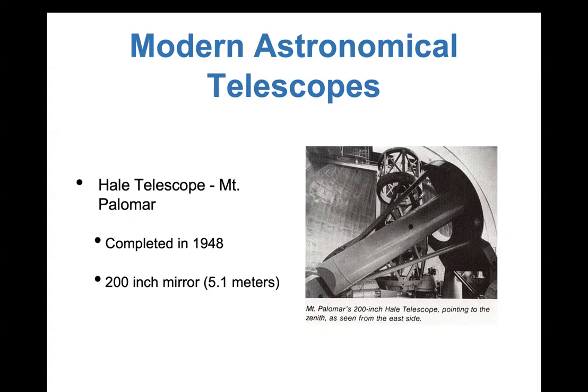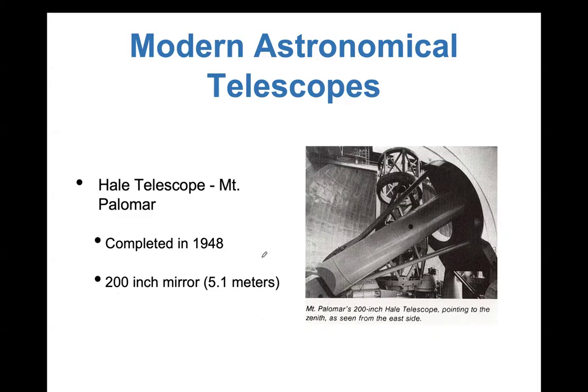So we got some early modern astronomical telescopes. Considering some like that, the Hale telescope at Mount Palomar in California, completed in 1948, with a 200-inch mirror, which is equivalent to 5.1 meters, or about 15 feet, right?